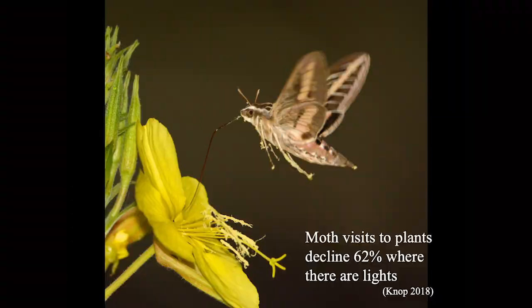There was a study that came out last year in Europe. Eva Knop and some others had night vision goggles. She was in a field, and they counted all the moths that were pollinating the plants at night. And then they erected lights in that field. And the number of moths dropped 62% when the lights came up. So the lights really are devastating our moth populations.